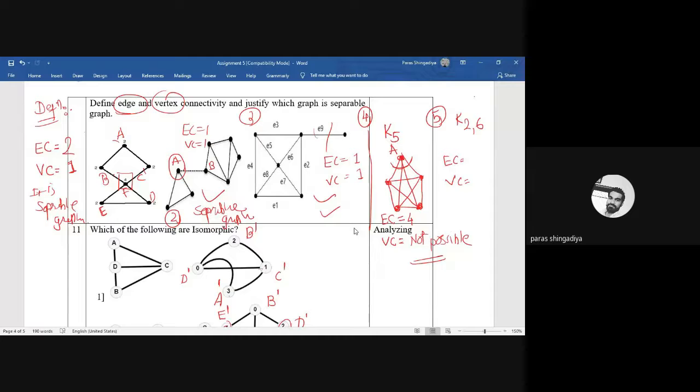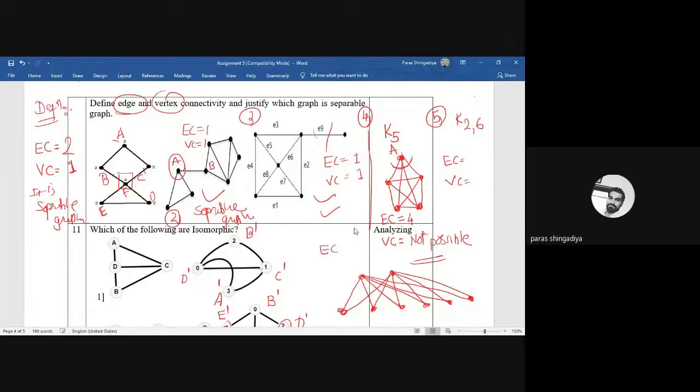Yeah, edge connectivity will be 2. Clear? Edge connectivity will be 2. Draw the K26 graph, 2 vertices and 6 vertices on opposite sides. Every vertex of one side should be connected to every vertex of the other side. Clear? And then check it. 2, 6. Clear? So what is the edge connectivity of the K26 graph? It is equal to 2.